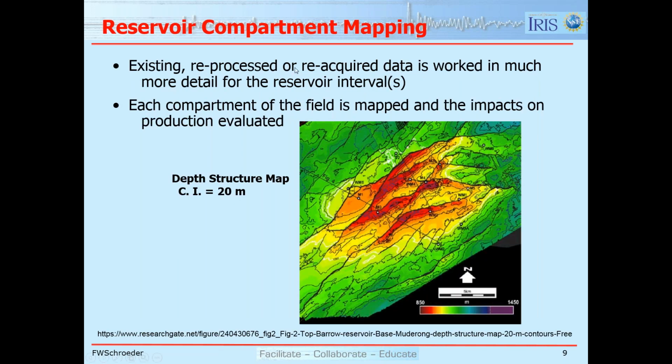One of the things that we want to do in the development phase is to map all of our reservoir compartments. We can use the existing seismic, reprocessed seismic, or reacquired data. And each compartment in the field is going to have to be mapped and its impact on the production evaluated. So here's an example of a reservoir. It looks like it has 1, 2, 3, 4, 5, maybe a few more, 6 compartments separated by faults.